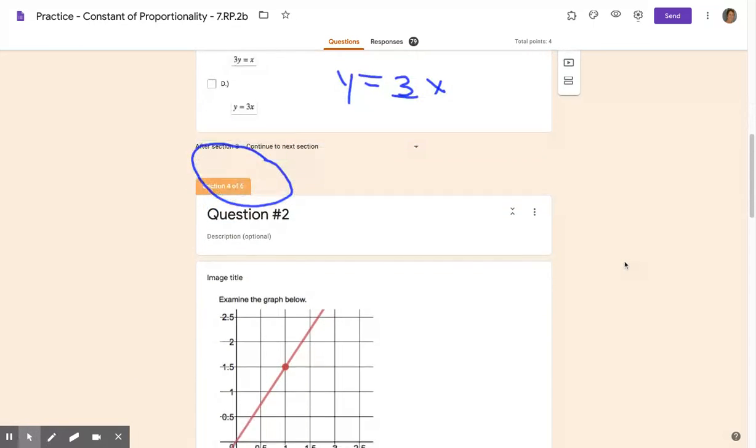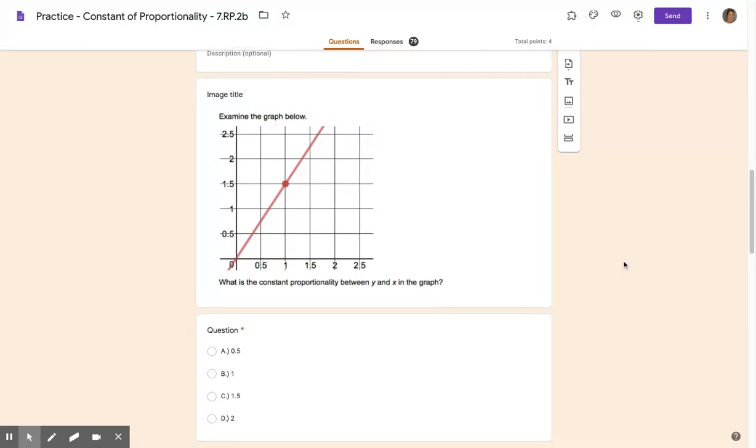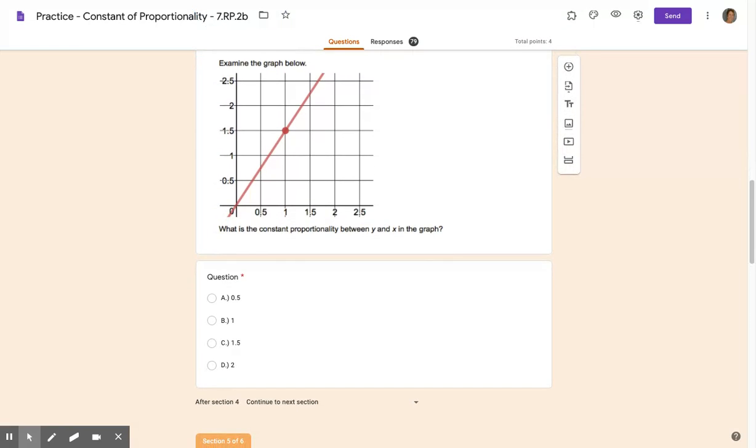Question 2 says, examine the graph below. What is the constant proportionality between y and x in the graph? So they show us a point here that we could use. And so to do this, we always take the y value and divide it by the x value. And here, remember the y are the numbers going on the side, and the x values are the ones going across the bottom.